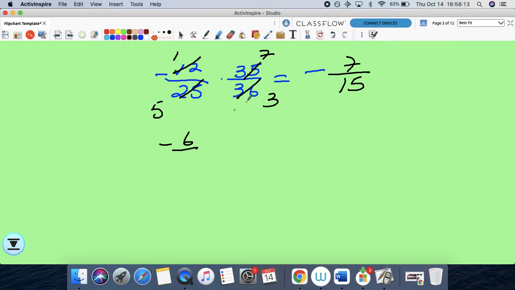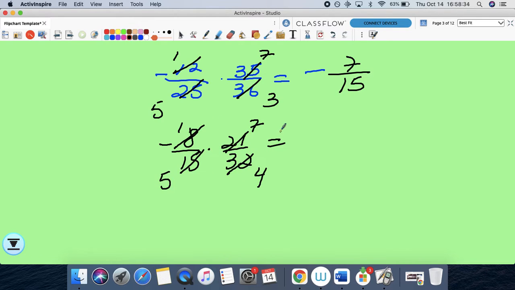Again, what is this? 8 over 15 times 21 over 32. Okay, so the 8 and 32, 8 divided by 8 is 1, 32 divided by 8 is 4. The 15 and 21 have a common factor of 3, so 15 divided by 3 is 5, 21 divided by 3 is 7. So there's nothing else to simplify. We can multiply. It's going to give me negative 7 over 20. And I know I simplified all I could because my final answer, this answer right here, is simplified. And there's nothing else to do.